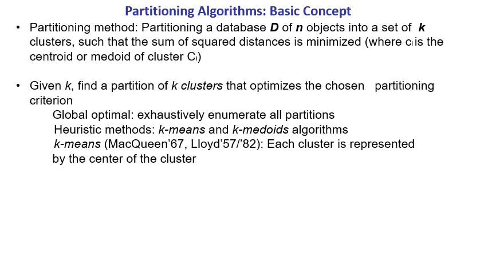Heuristic methods are k-means and k-medoid algorithms. In k-means, each cluster is represented by the center of the cluster. We are going to partition the database D, which has n objects, into a set of k clusters. K is the number, an arbitrary number which we are selecting here, to group the complete data set we have into different individual clusters.